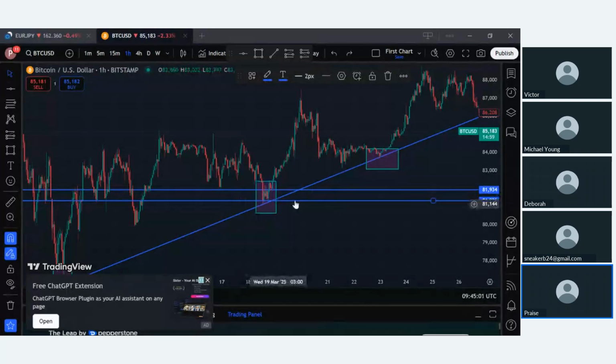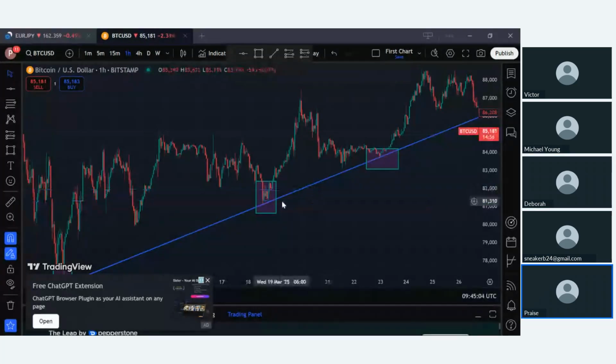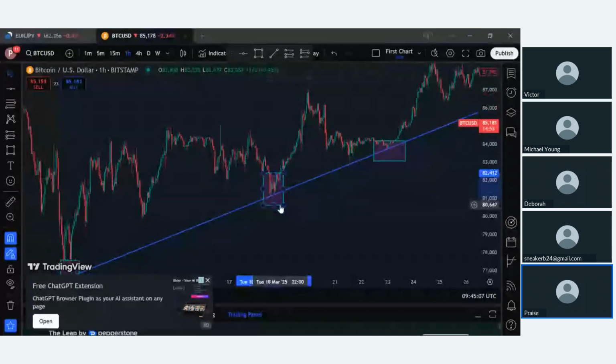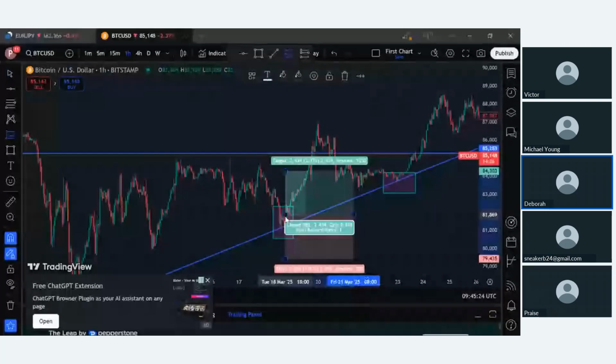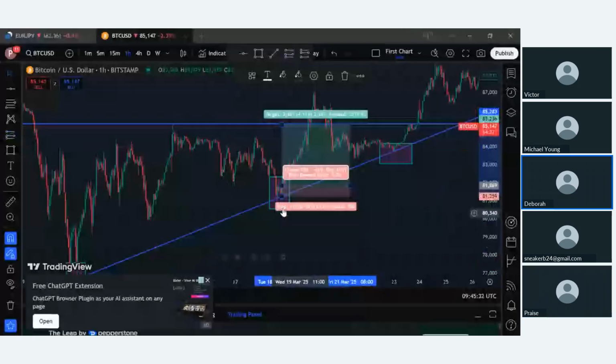If I want to take the entry from this particular point, my target should be the highest point that formed that retracement, and that is going to be this point. So I'm going to just take my profit around here. If I take this entry here, I'm going to target this high, and then my stop loss will be below that move, just a little below it, like this. So this is how you get your target.